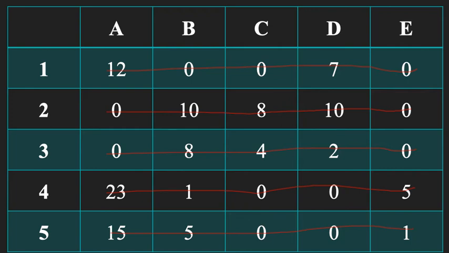How many lines have we drawn here? We have drawn 5 lines to cover all the zeros. So all the zeros are covered now. The number of lines is 5, and the size of the matrix is also 5. That means n is equal to n, and hence we can say the solution is optimal here, and we can go for assignment.